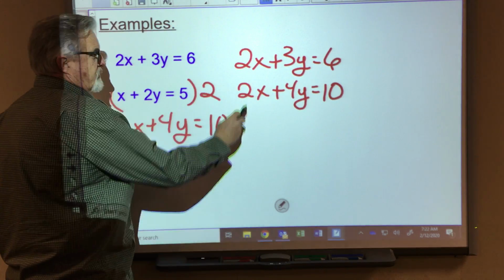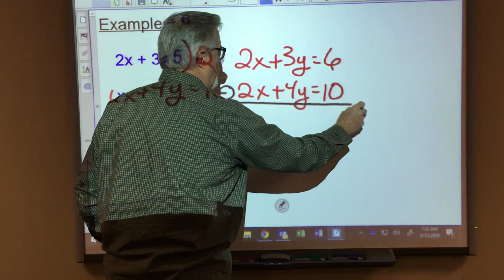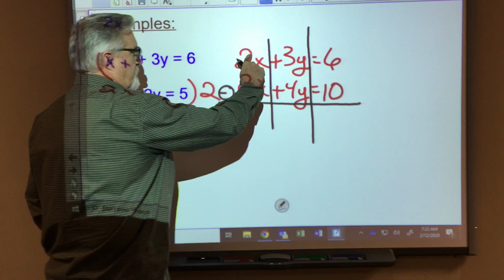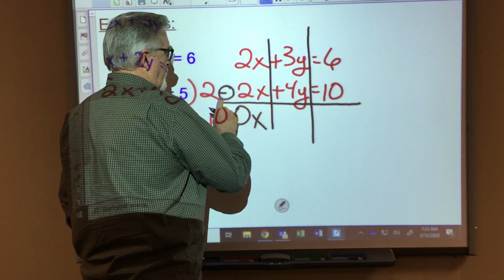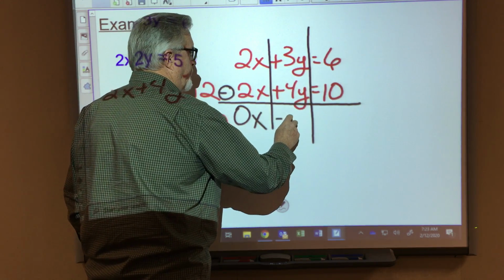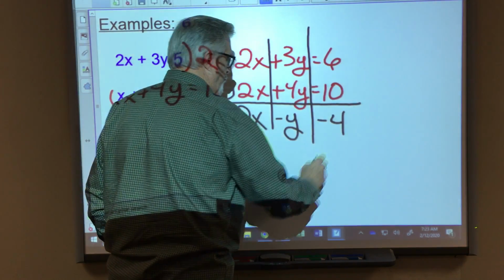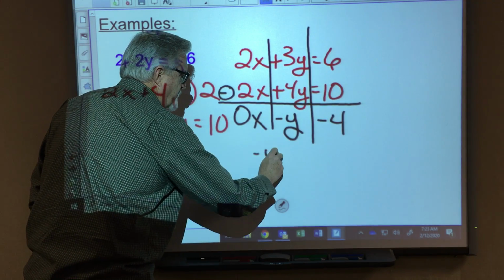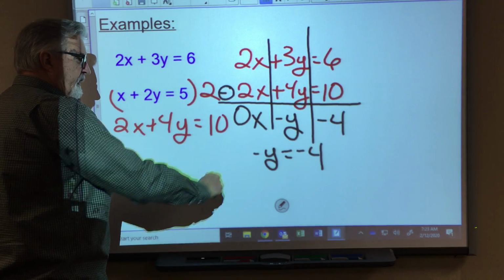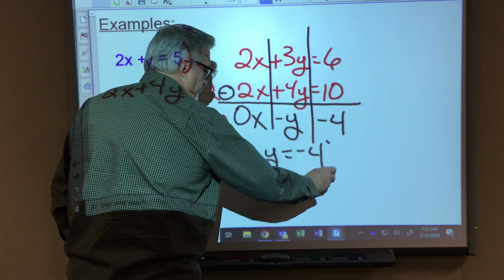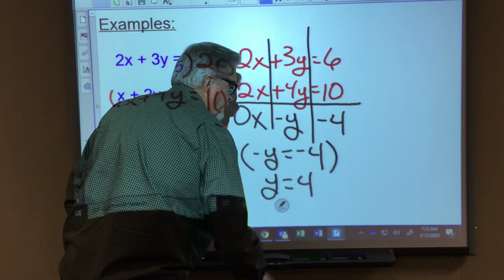Alright. Since we have the same variable term, we've learned that we're going to have to subtract these equations to eliminate that. So 2x minus 2x is simply 0x, which is 0. A positive 3y minus a positive 4y would be negative y. And 6 minus 10 would be negative 4. So our resulting equation is negative y is equal to negative 4. We don't want negative y, so we can multiply this whole thing by negative 1, which will change this to y is equal to positive 4.